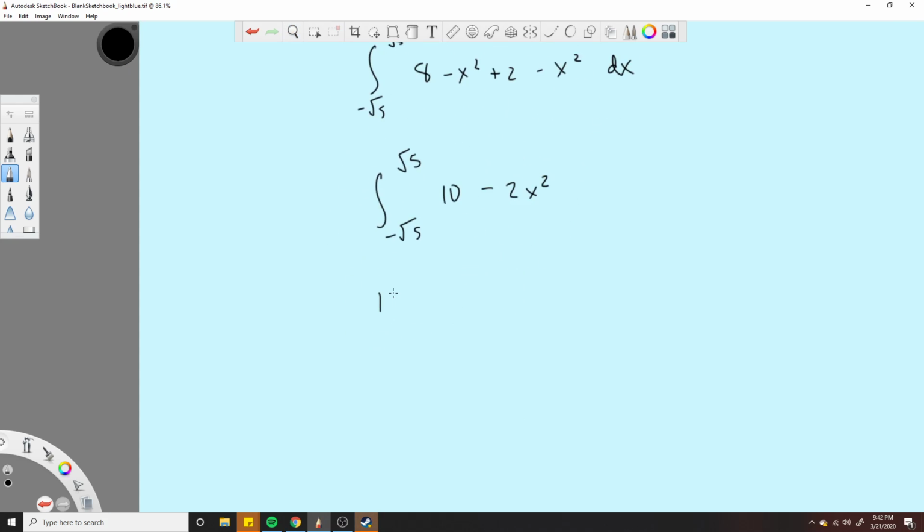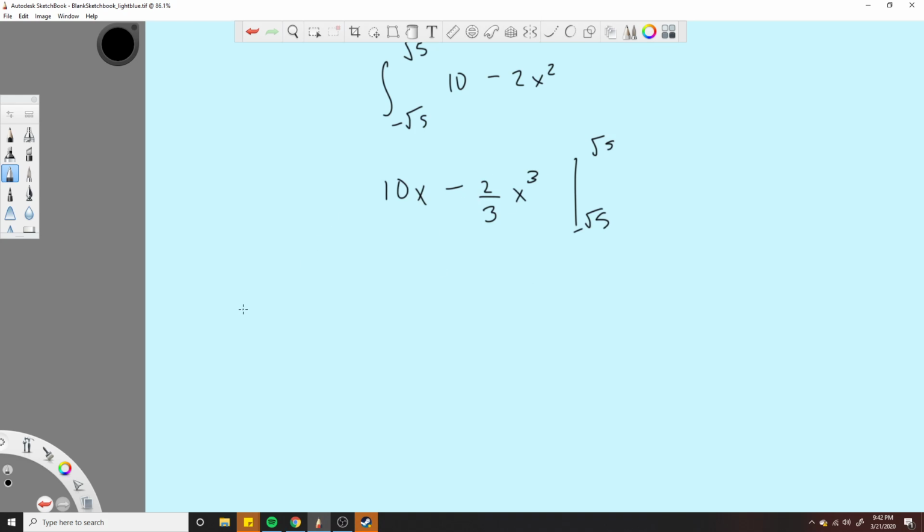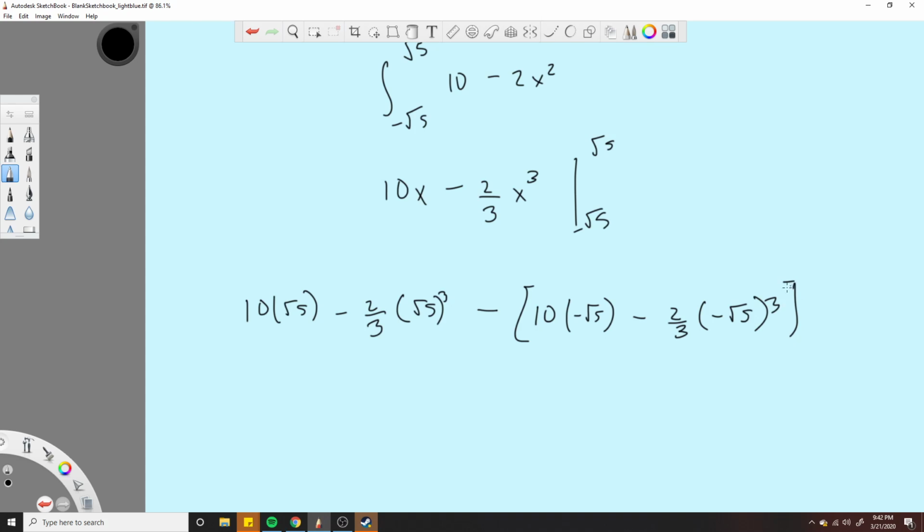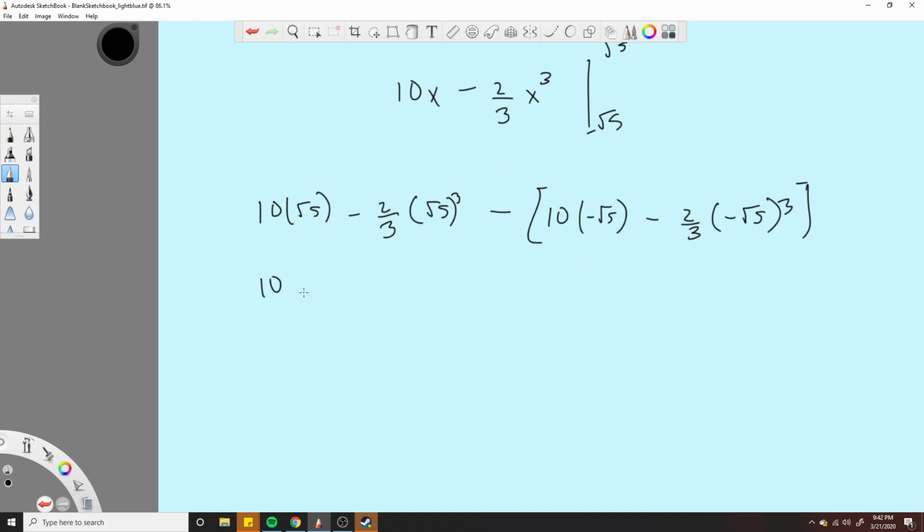Now, finishing the integral, you get 10x minus 2/3 of x cubed, with the bounds being negative root 5 and root 5. Now with your bounds, you plug those in, and you will have 10 root 5 minus 2/3 root 5 cubed, minus 10 times negative root 5, minus 2/3 negative root 5 cubed. So I'm going to go ahead and do these cubes, and I'll also expand the subtraction.